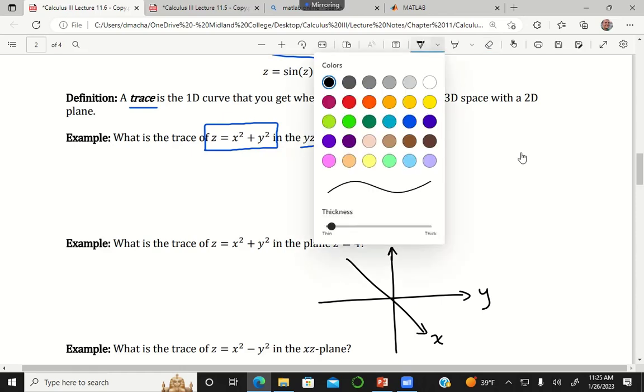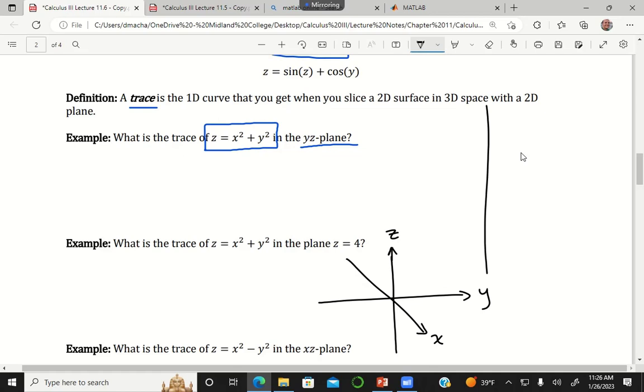So whenever I ask the question, what is the trace of this in the YZ plane? Well, then I'm talking about this plane that's like flat with the board. And the surface is in 3 dimensions, so it's going to come out of and behind the board. But if we could just use this flat plane to slice this 2-dimensional surface that's living in 3D space, that's what we would call the trace.